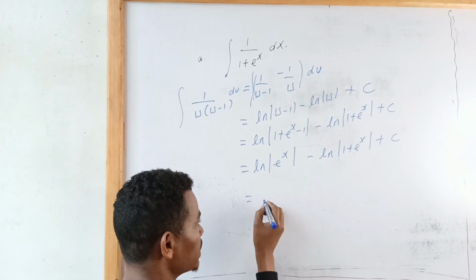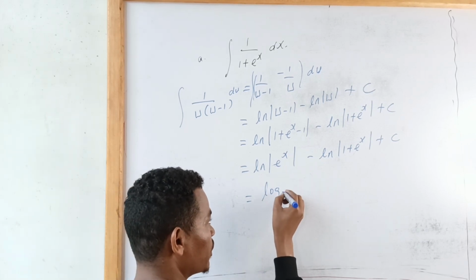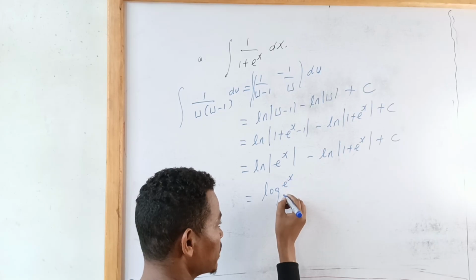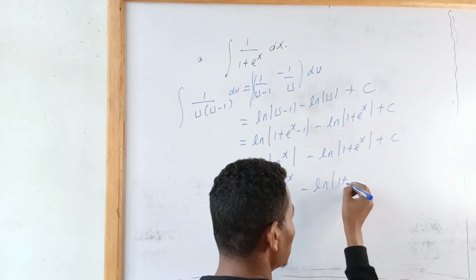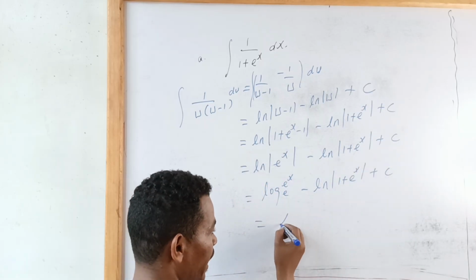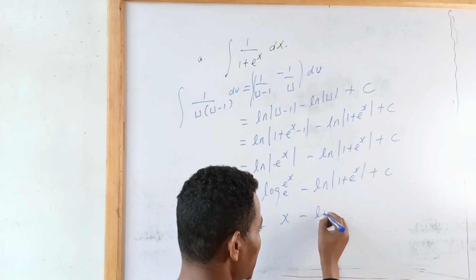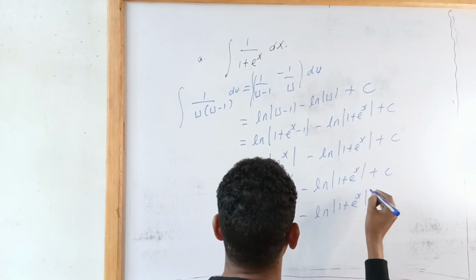So this is the same as natural logarithm, no? That is, if we change the log, log e to the power of x to the base e, minus ln absolute value of 1 plus e to the power of x plus constant number c. This one is x minus ln absolute value of 1 plus e to the power of x plus c.